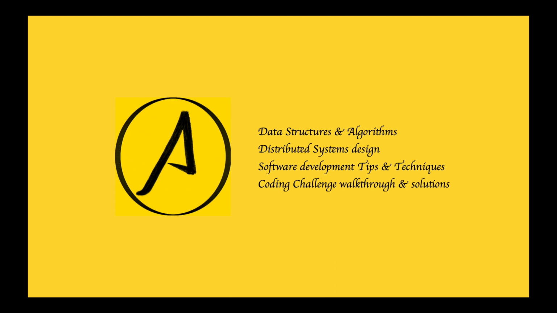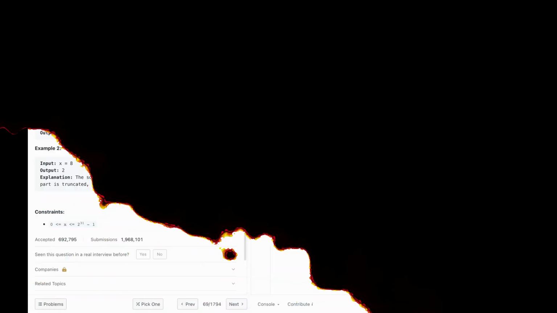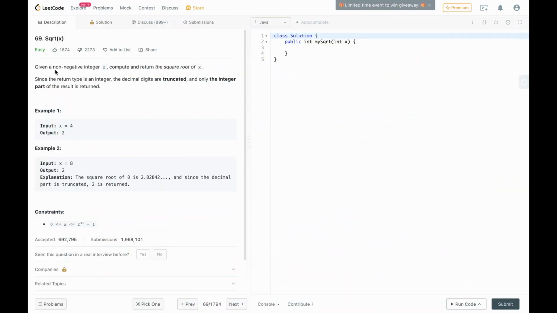Let's go to a new video, which is a coding challenge walkthrough session about a LeetCode problem, square root of x. Let's go to the LeetCode website to look at the problem statement. The problem statement is: given a non-negative integer x, compute and return the square root of x. Since the return type is integer, the decimal digits are truncated and only the integer part of the result is returned.